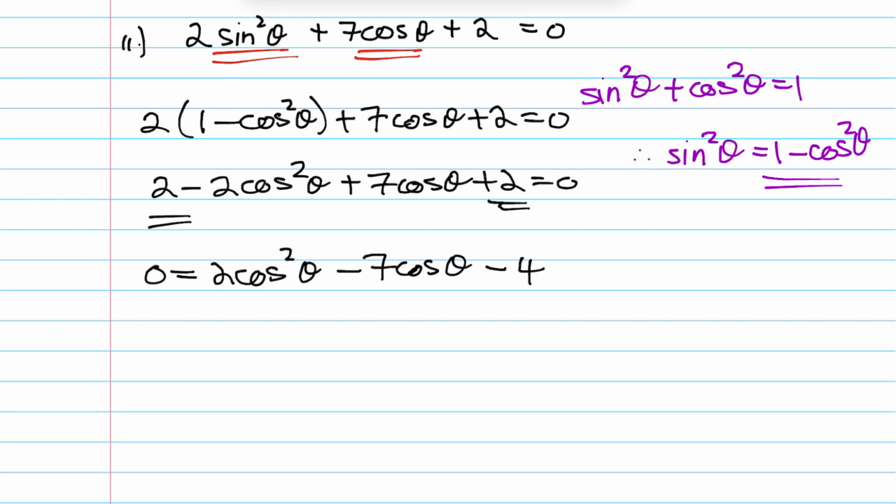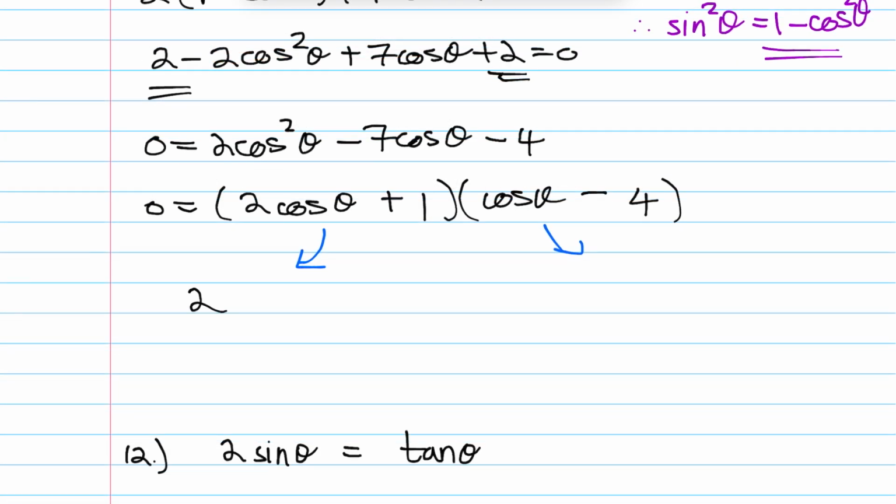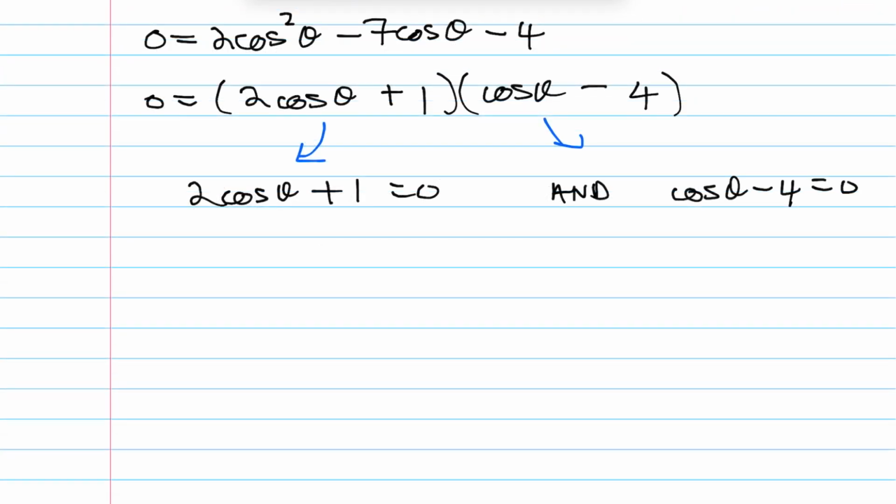Again, you can make use of the quadratic formula, but I am going to factorize because it's always good to work on those factorizing skills. So we'll put the 4 over there, the 1 over here. This one gets a minus, that one gets a plus, and then we just solve theta for both equations. 2cos theta plus 1 is equal to 0, and cos theta minus 4 is equal to 0. Now this can be simplified as cos theta equal to negative a half and cos theta equal to 4.